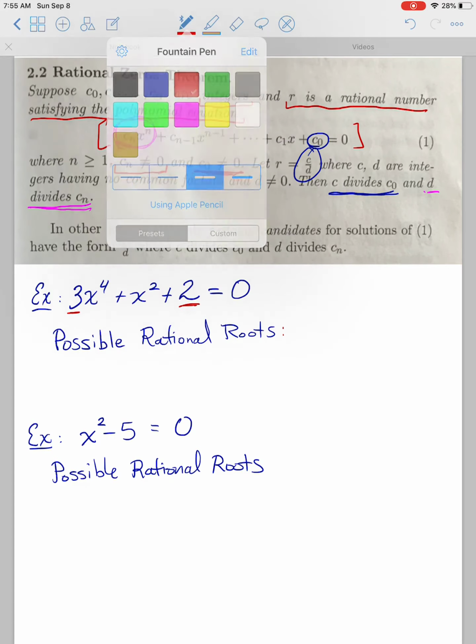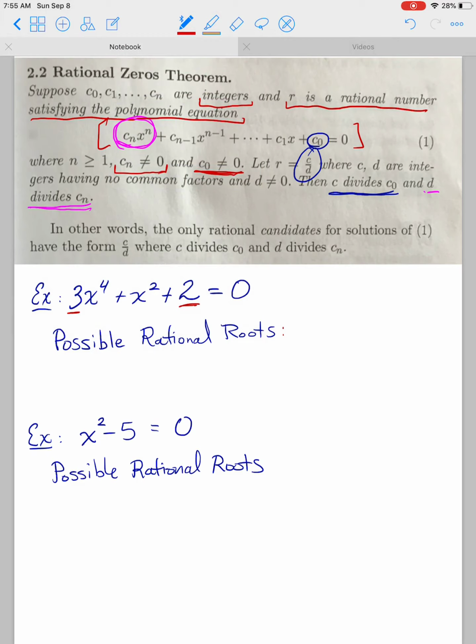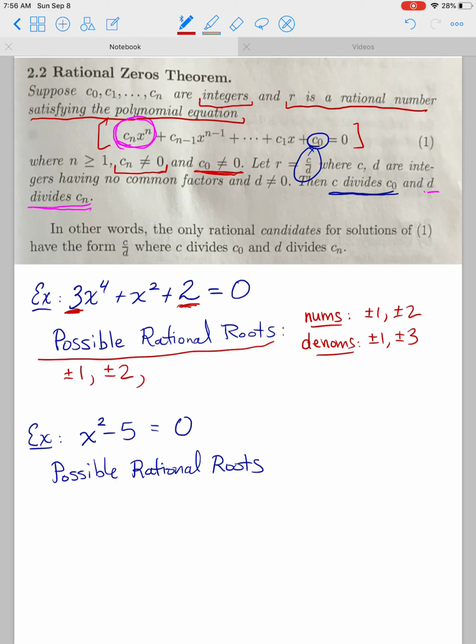Right? And so just quickly, if we go through with these examples, what are the possible numerators? Well, the numerators have to divide this constant term 2. So those are going to be plus or minus 1, plus or minus 2. The denominators have to divide 3. So they're going to be plus or minus 1, plus or minus 3. And so then the possible rational roots are going to be plus or minus 1, plus or minus 2. That's where we chose denominator 1. And then plus or minus 1/3, plus or minus 2/3.